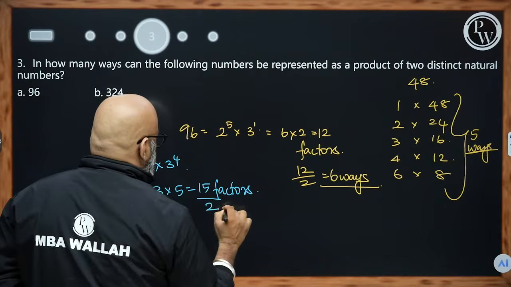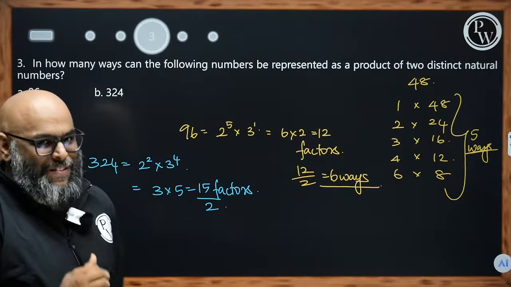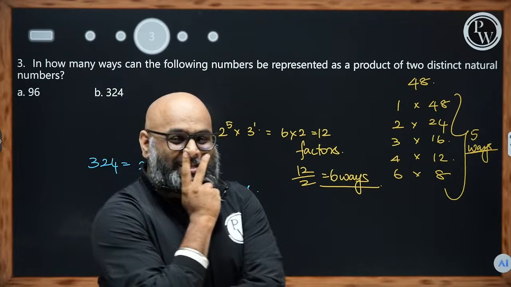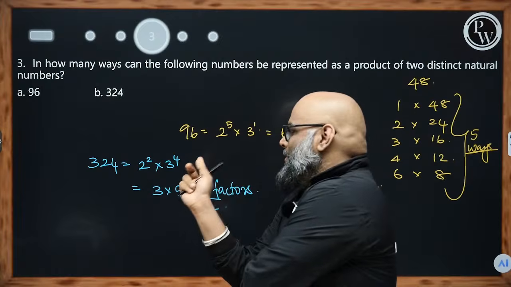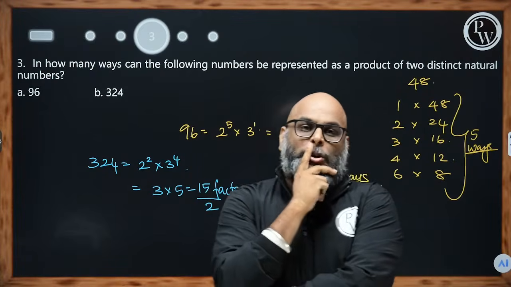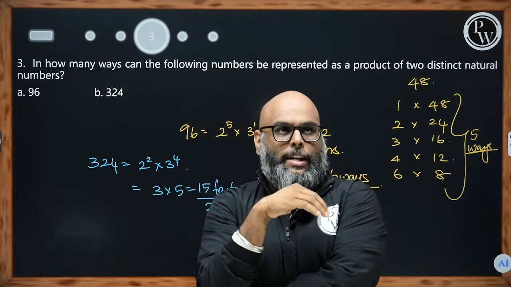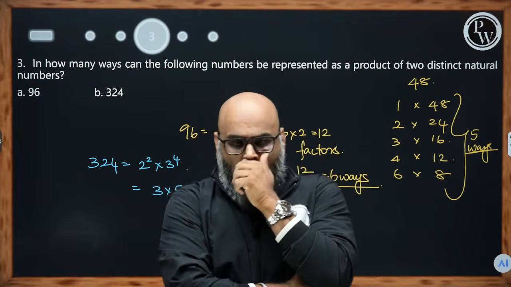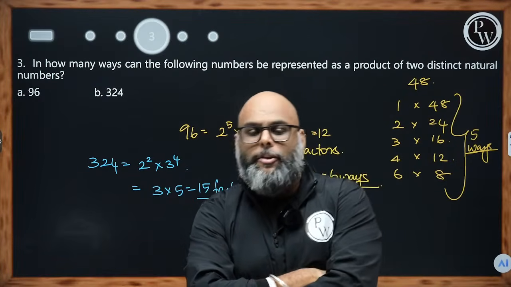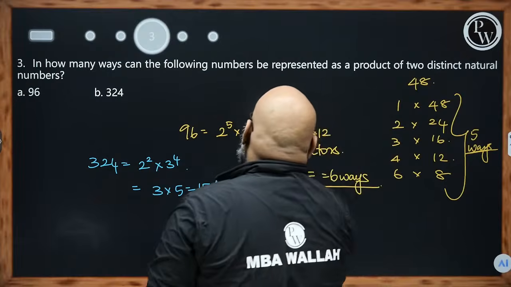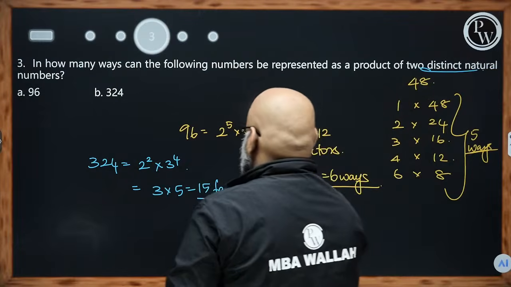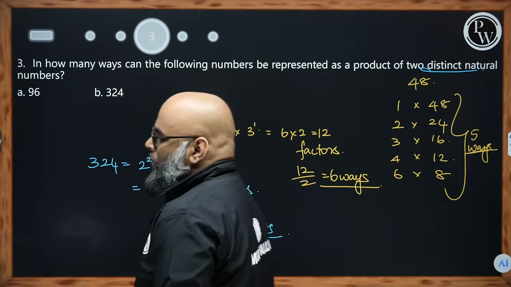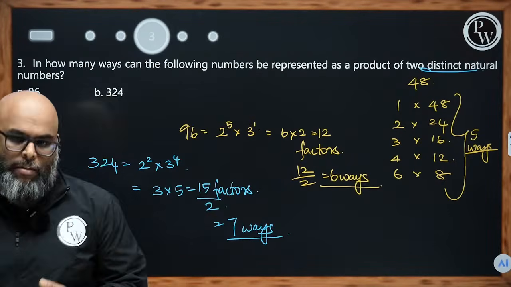So what do I do? 15 by 2. But 15 by 2 is 7.5. It's not an integer. It's a decimal. So should I take 7.5 as 7 or 8? Should it be 7 or 8? For this question, it is 7. Why? Why am I calling it 7?